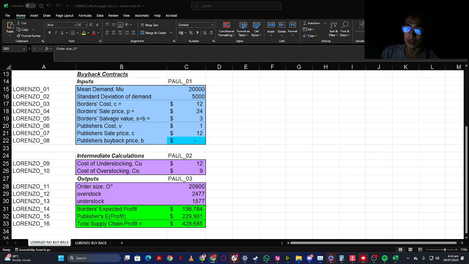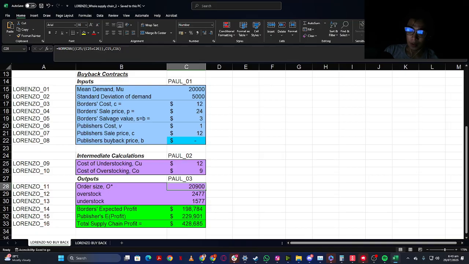0.571. Using the inverse normal distribution with the mean of 20,000, standard deviation of 5,000, and probability of 0.571, we get the optimal order quantity of 20,900 books, or the order size.